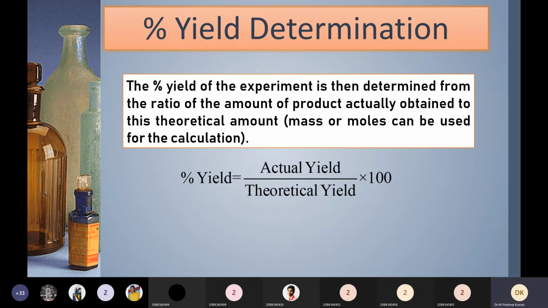Now you write this: percent yield determination. Directly you write this formula. Percent yield determination.